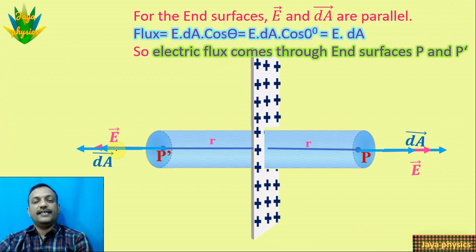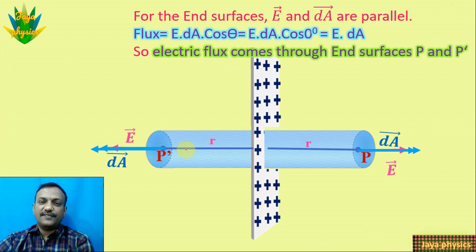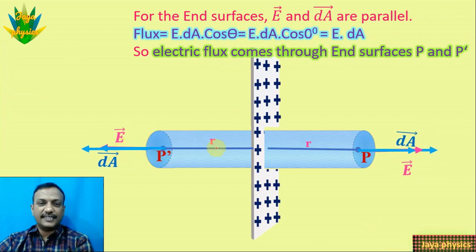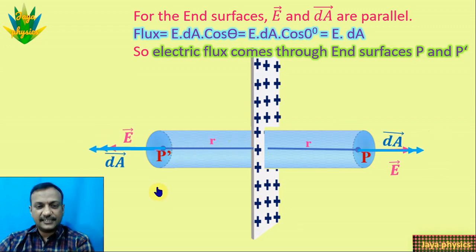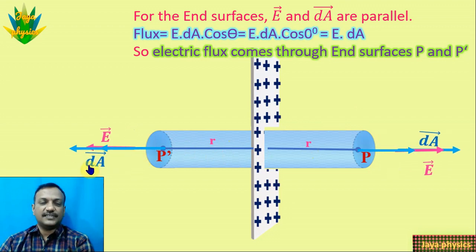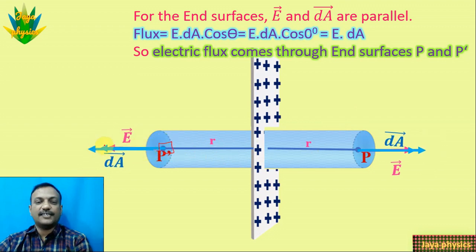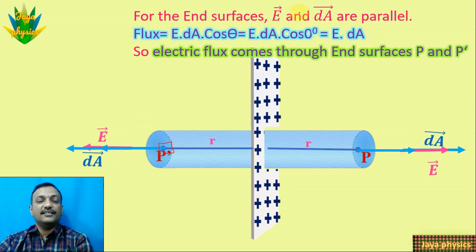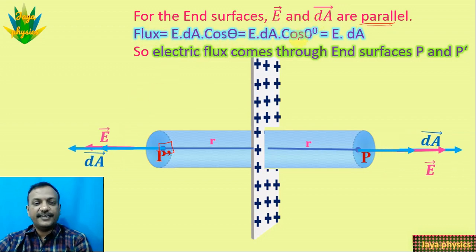If you go to the end cap, I think you know, the electric field will always be acting outward, isn't it? The electric field will always be acting radially outward. In the distance direction, the E vector will be acting outward. Now, what is dA vector? The normal drawn to the surface. On the end surface, you draw a normal dA vector. Both E vector and dA vector, how are they acting? They are acting parallel. When they are acting parallel, what is the angle between E and dA? Zero.